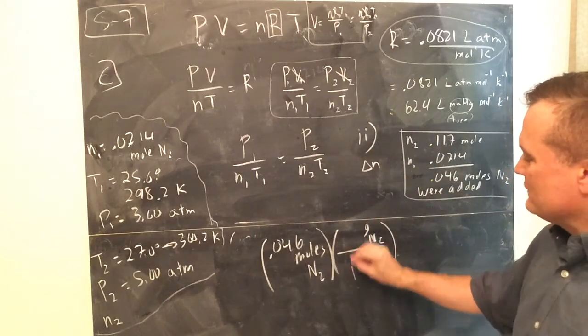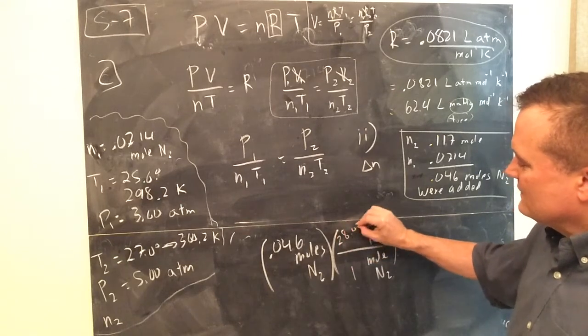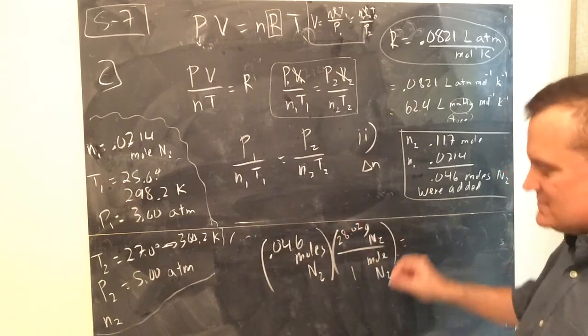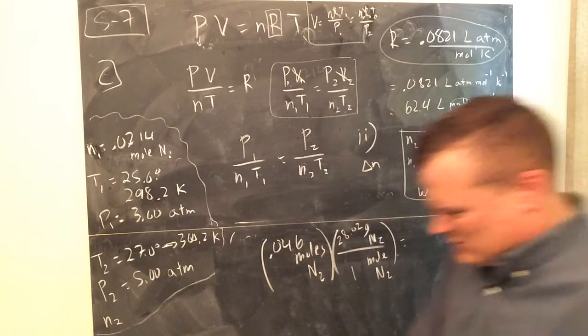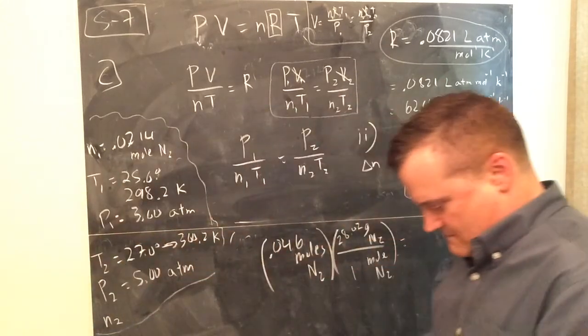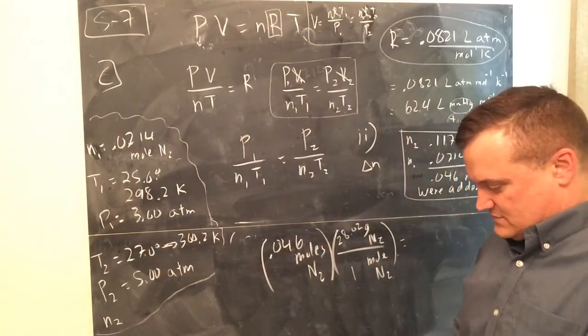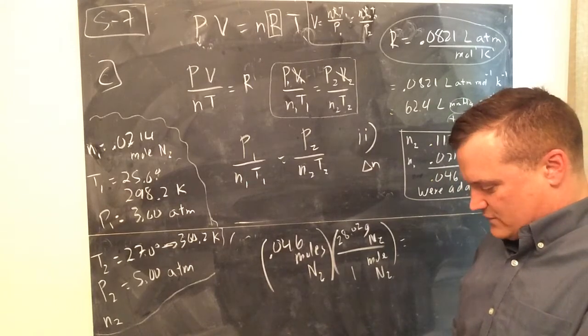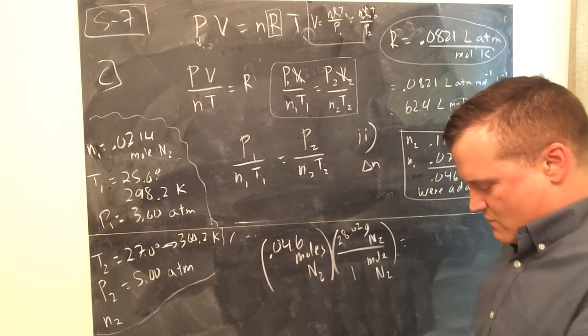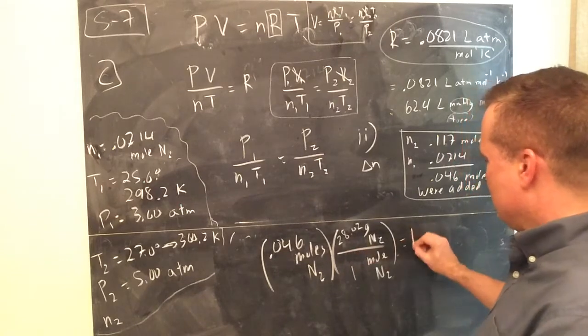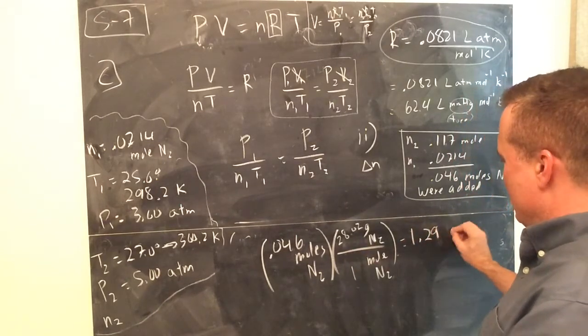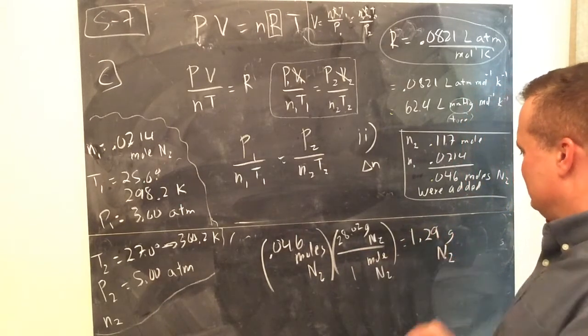Okay. Mole to gram of N2. 1 mole of nitrogen, 28.02. I remember that from earlier. Add 2 N's. So 28.02 times 0.046, 1.29 grams of nitrogen were added.